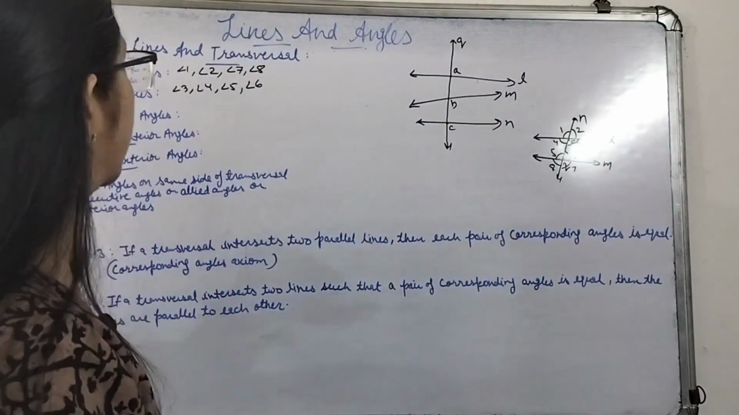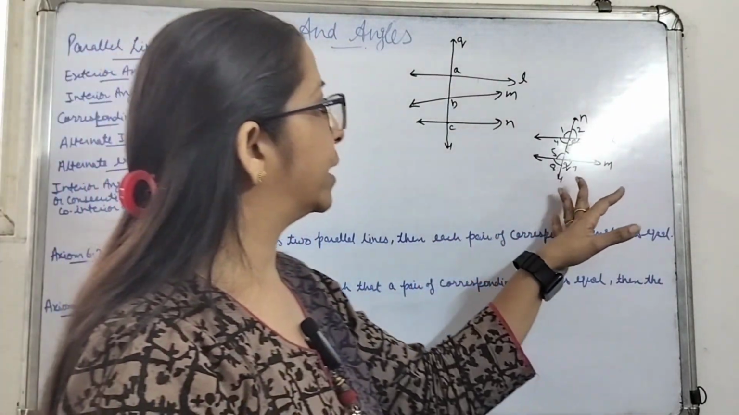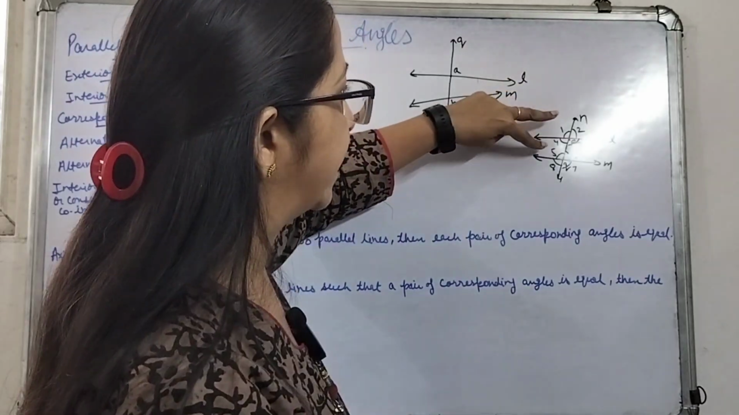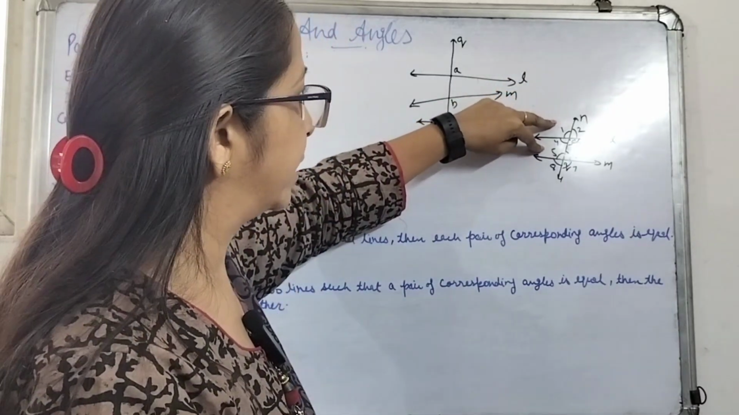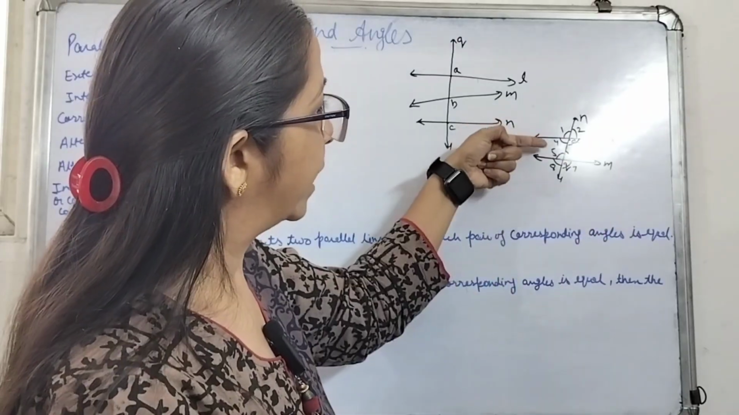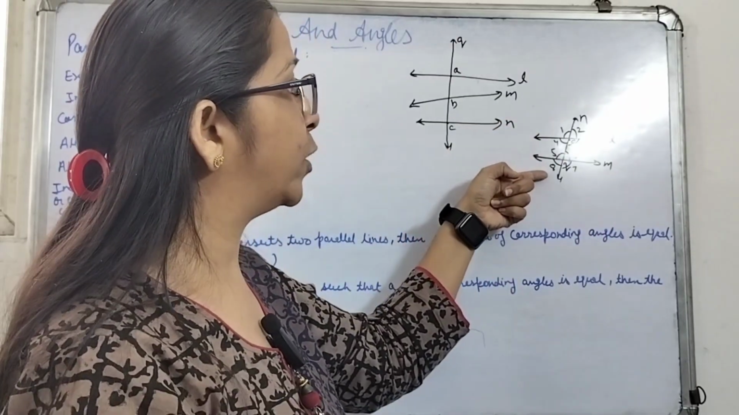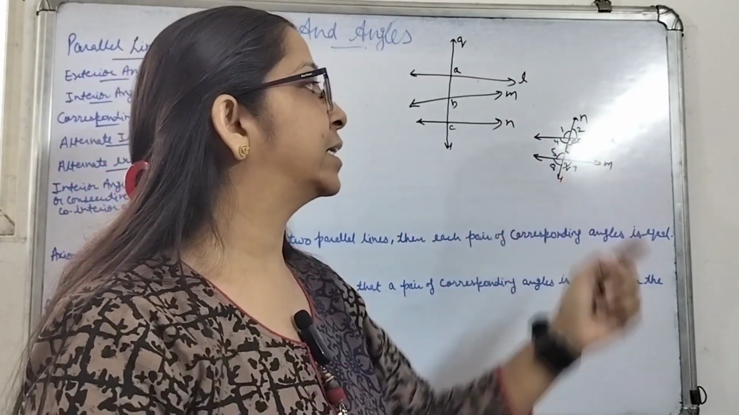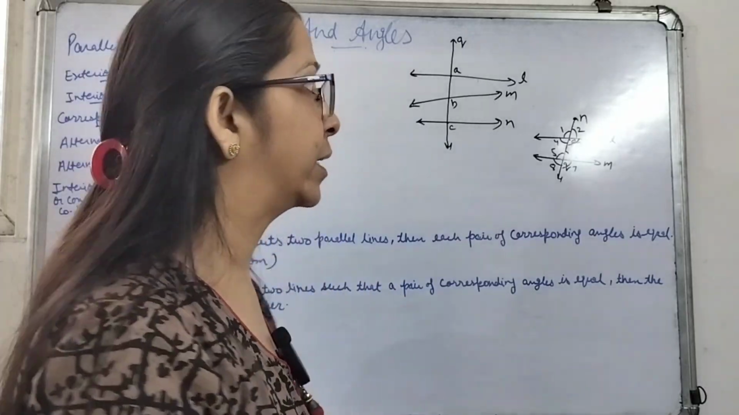Now comes the corresponding angles. What are corresponding angles? Angle 1 and angle 5 are corresponding angles. Angle 2 and angle 6 are corresponding angles. Angle 4 and angle 8 are corresponding angles, and angle 3 and angle 7 are corresponding angles.